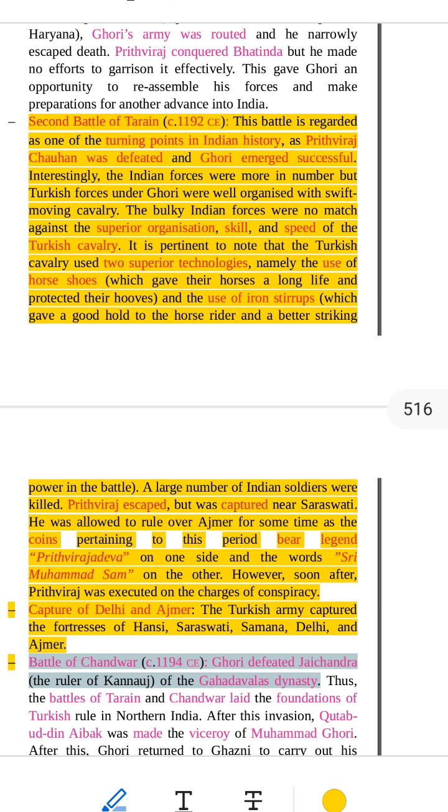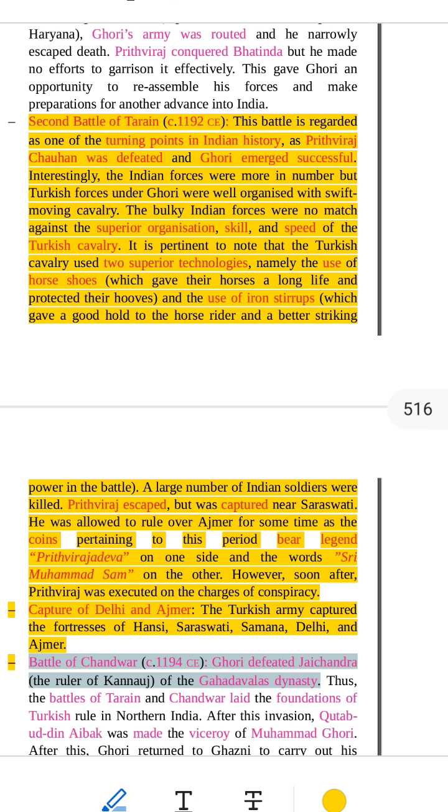What happened before the second battle? In 1191 CE, Prithviraj defeated Ghori in the first battle of Tarain. Ghori was wounded and had to run away. But he did not give up. He carefully prepared for another attack. He returned next year, 1192 CE, with a stronger, better army.